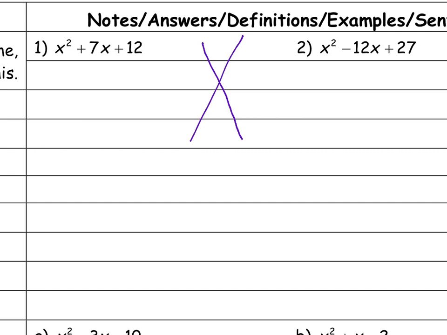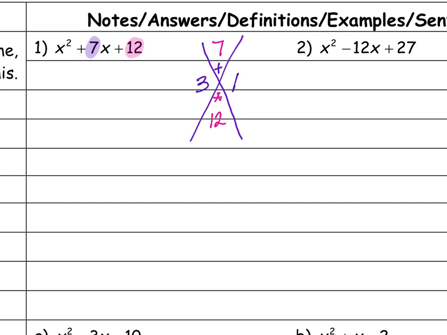Okay. I need two numbers that add to be 7 and multiply to be 12. So I want it add to be 7 and multiply to be 12. Okay, so think about that. Two numbers that add to be 7 and multiply to be 12. Like the same numbers? Nope, they can be different numbers. 3 and 4? 3 and 4, yeah.